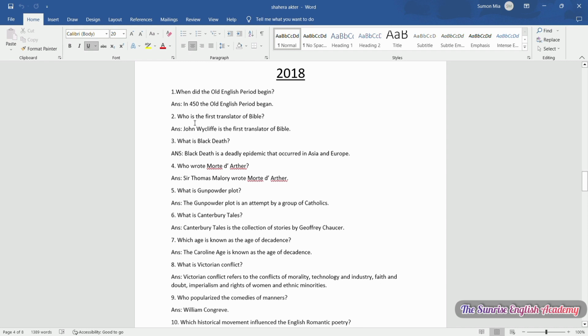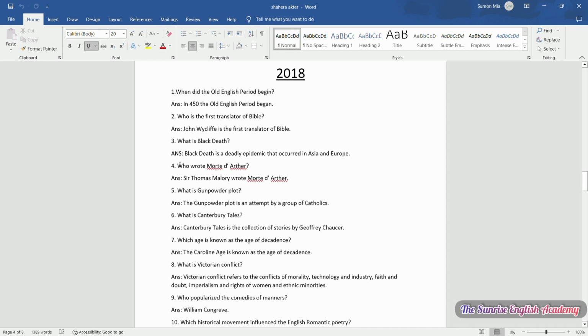2. Who is the first translator of Bible? Answer. John Wycliffe is the first translator of Bible. 3. What is Black Death? Answer. Black Death is a deadly epidemic that occurred in Asia and Europe.